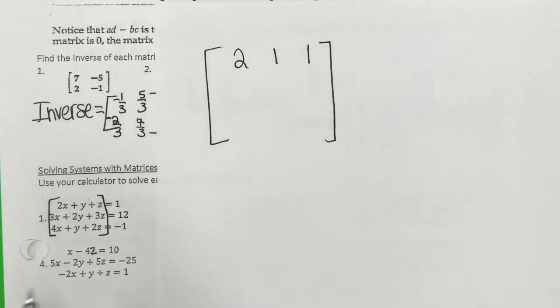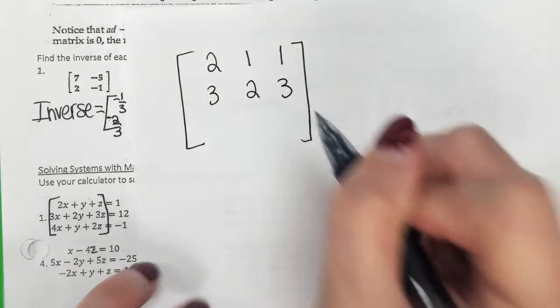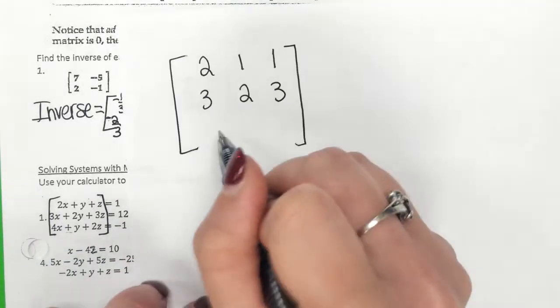All right, what about our second row? What's the numbers for our second row? 3, 2, 3. There you go. And then your last row? 4, 1, 2. There you go.